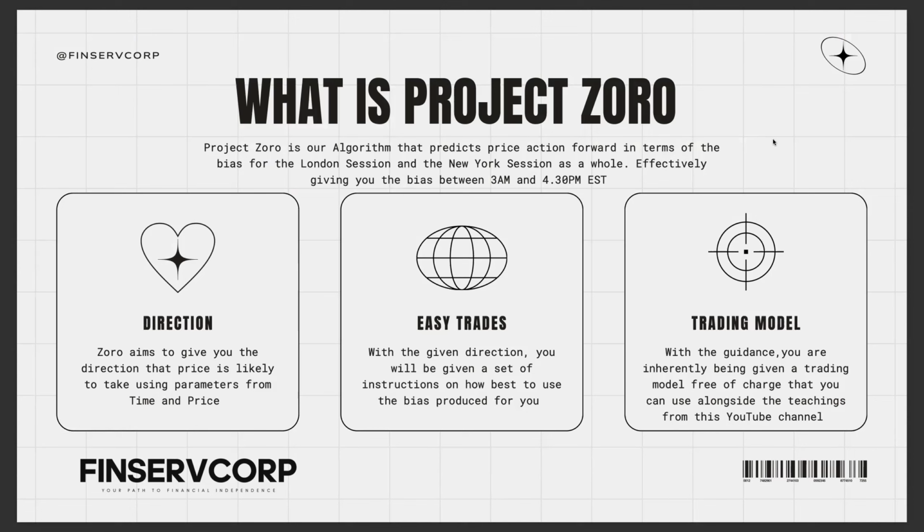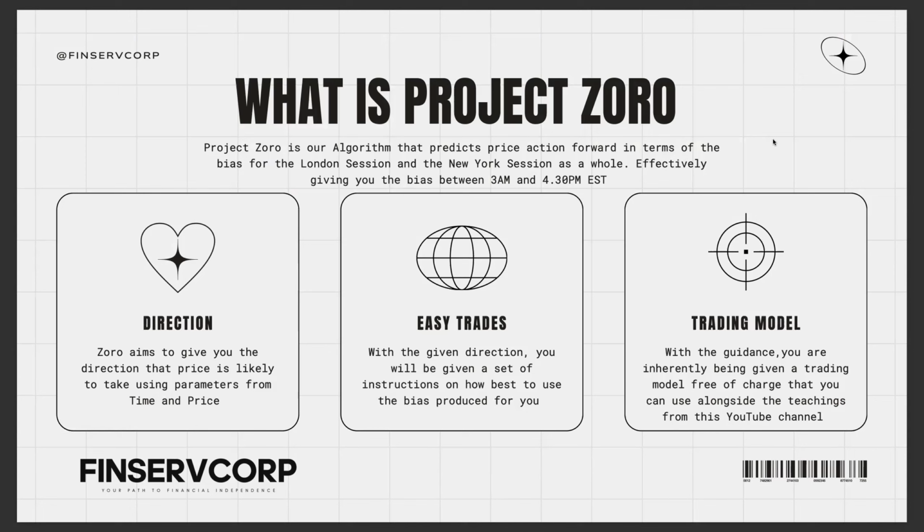So the aim is to give you the direction that price is likely to take using parameters from time and price, 80% on the time side. And you're going to find easy trades, because the main problem that a lot of people have is the bias, the direction. Yes, I know all the concepts, I know this, I know that. How am I going to apply these concepts? So what Zoro will give you is a direction to look at. Now, you can make money both ways. Zoro will either give you a retracement, or sometimes it will just give you a full-blown reversal.